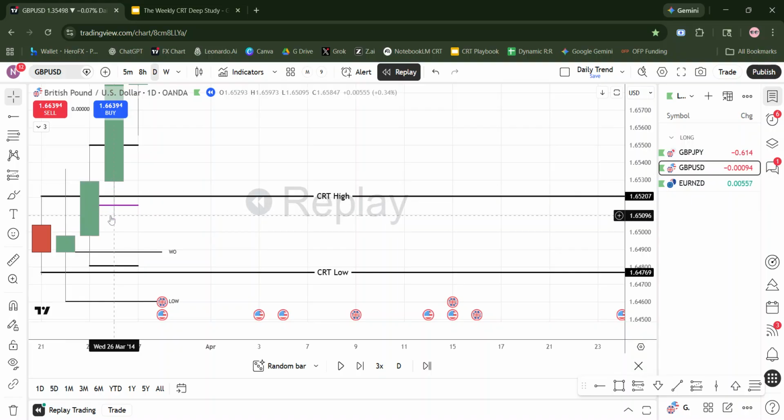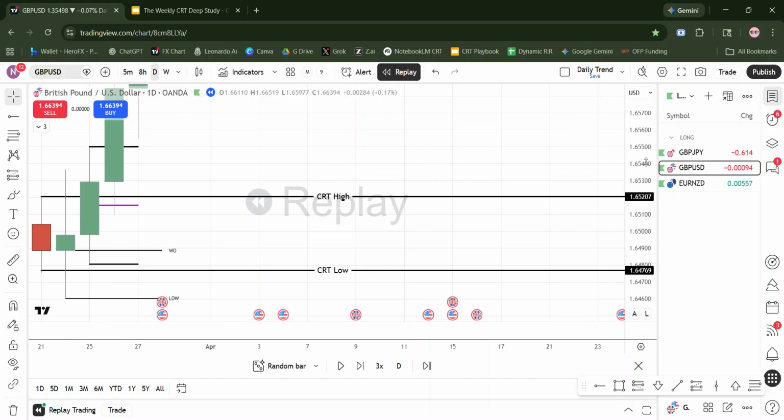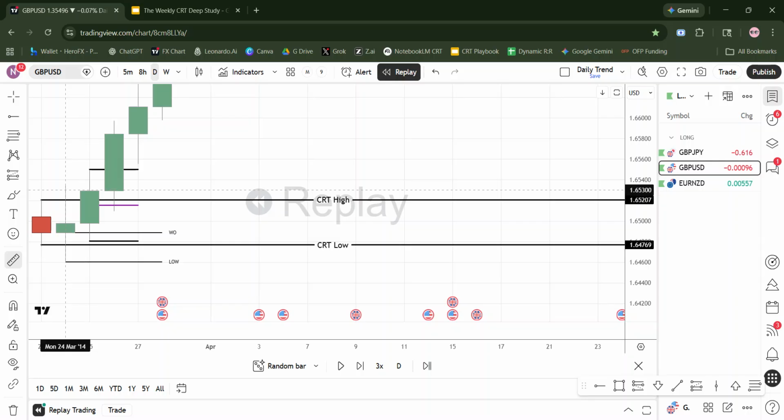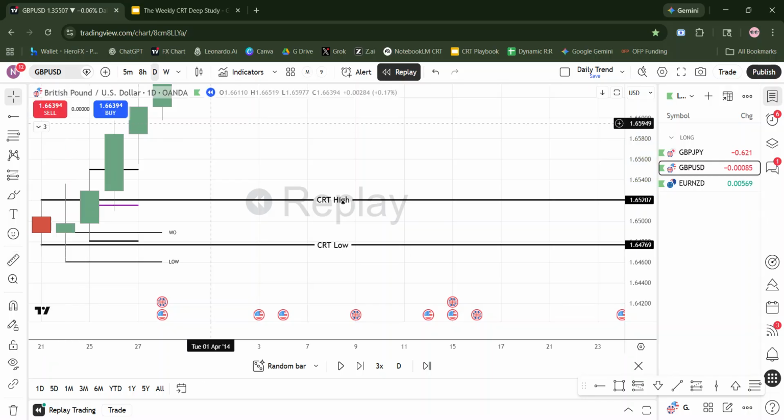This was Wednesday. It retraced and then skyrocketed out. Even if you would have got in around the daily open when this candle flipped green, that would have been good for another 50 to 60 pips. All right, trading the breakout of the range.